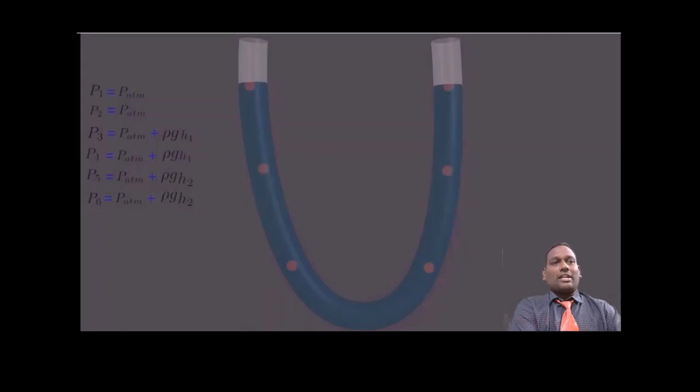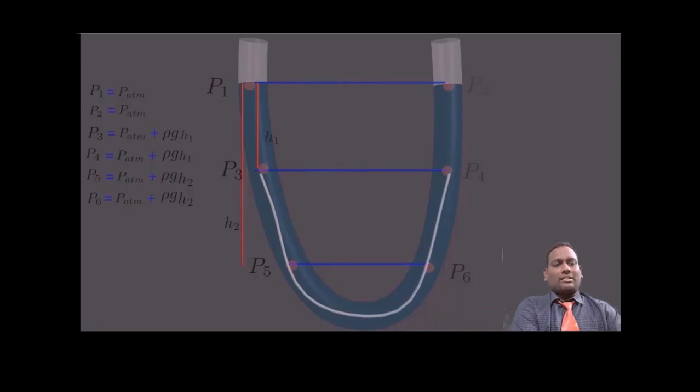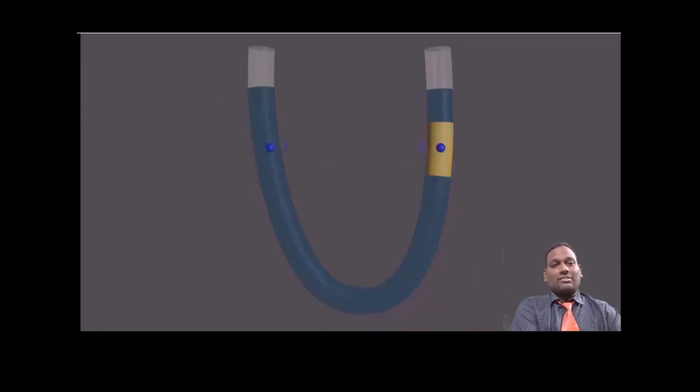Now let us calculate the pressure at these points. P1 is equal to P2, as they are at atmospheric pressure. P3 is equal to P4, as both are at the same height H1. The same is true for P5 equal to P6. Under hydrostatic conditions, the pressure is the same at all points on a horizontal plane in a given fluid, regardless of geometry, provided that the points are interconnected by the same fluid.